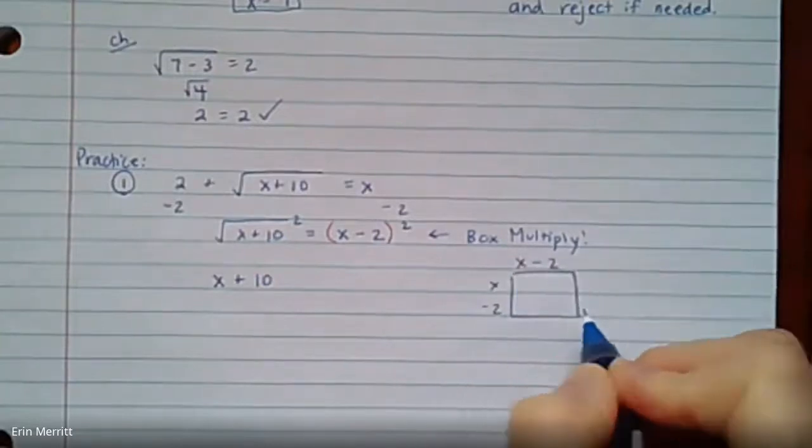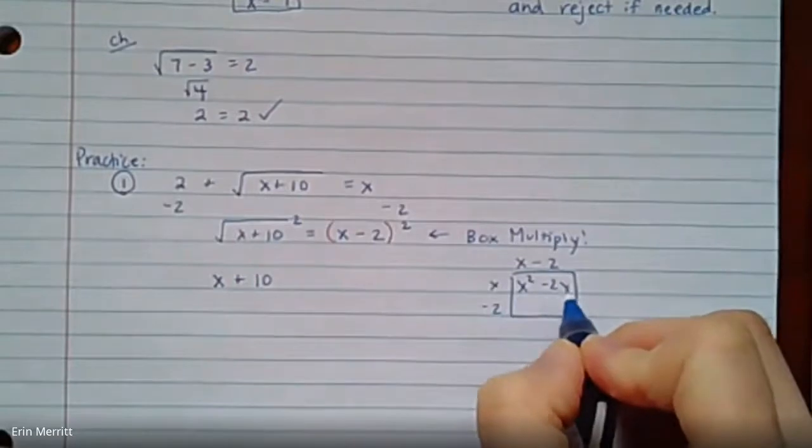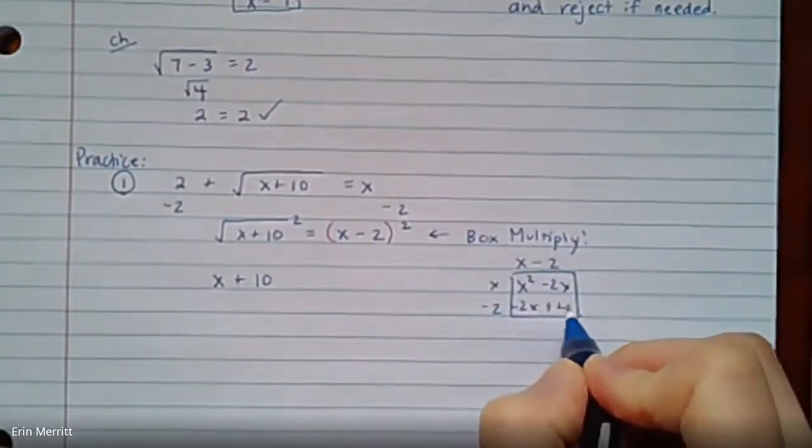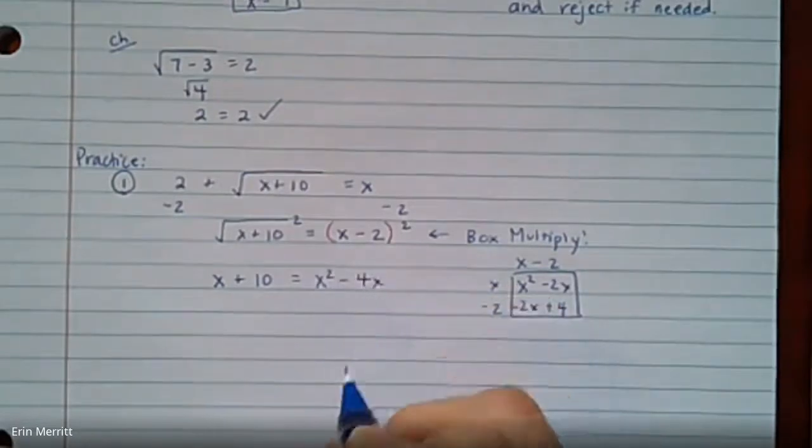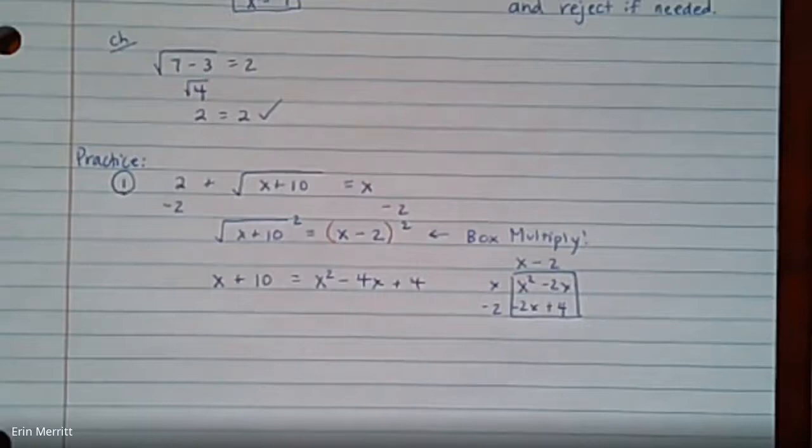So we should have x squared minus 2x and plus 4, for a total of minus 4x plus 4 when we bring it on over. Right from here, step 3, solve the equation. This time we have a quadratic equation.